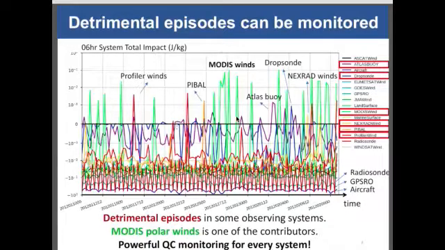Yeah, so from this, just looking at this application, we can see how EFSO could be very useful in identifying those observing systems that provide these kinds of detrimental episodes, and just to monitor the quality of assimilating these observing systems.